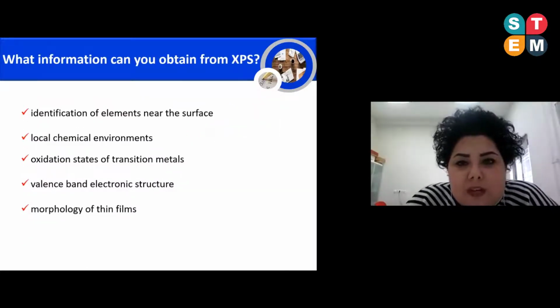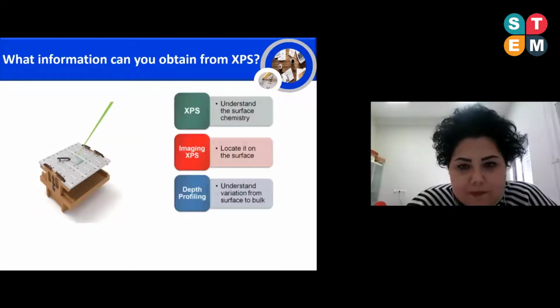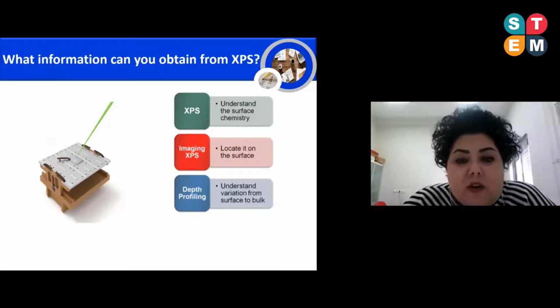So, what information can you obtain from XPS? The identification of elements near the surface, local chemical environments, oxidation states of transition metals, valence band structure, and morphology of thin films. By using just point XPS, you can understand the surface chemistry. And by imaging XPS, which I'm going to go ahead with, you can locate it on the surface. And by depth profiling, you can understand the variation from the surface to the bulk.